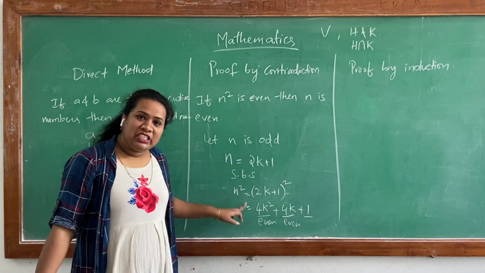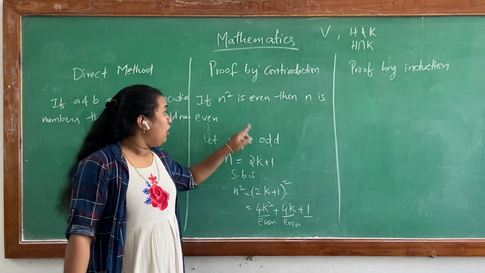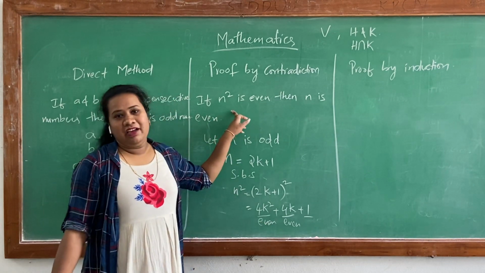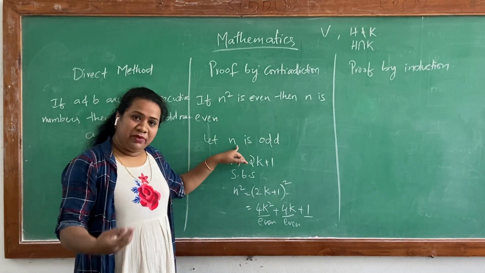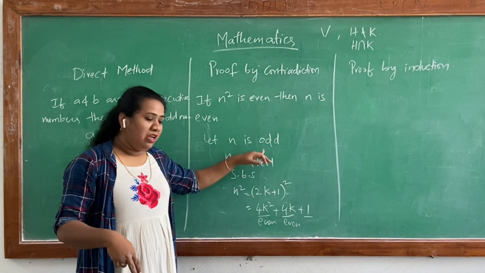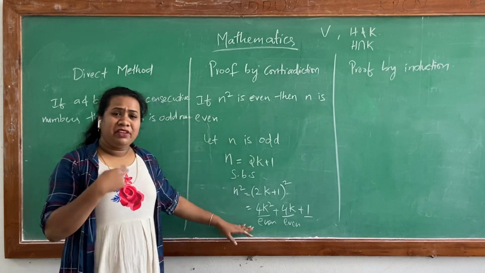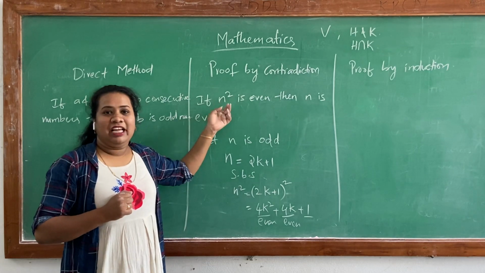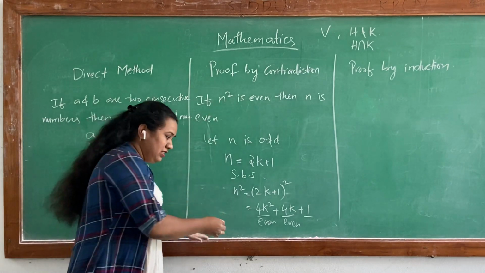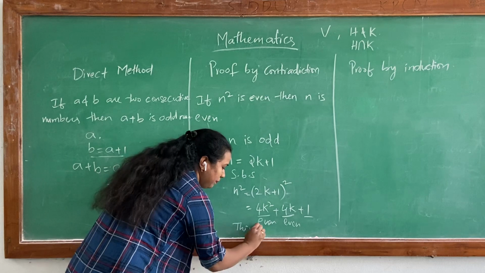That means we got n square is an odd number, which is contradicting our statement here. n square is even, it is given that n square is even. But because of our assumption that n is odd, we are getting n square as an odd number. So that is wrong according to our statement. That's why this is contradicting the statement.